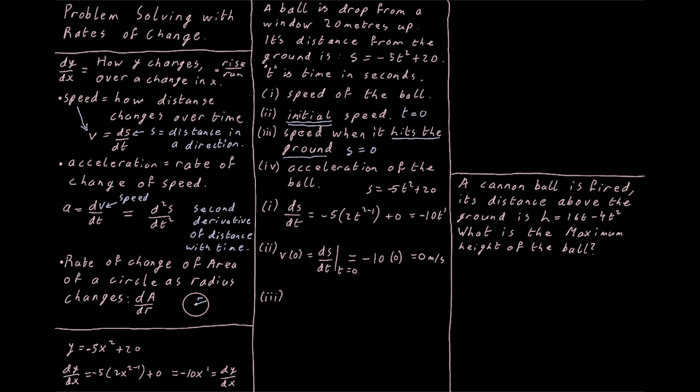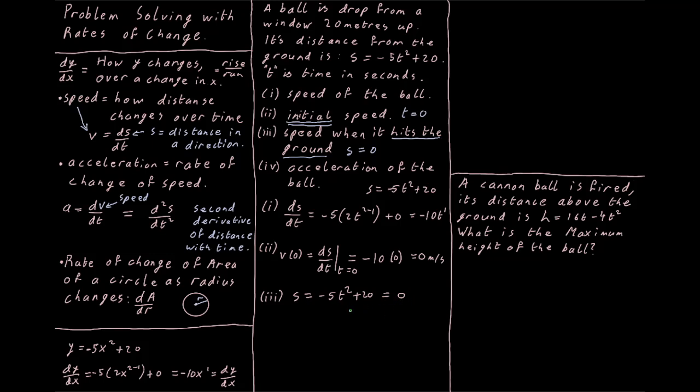So we want to know the speed, ds/dt, when s is 0. To do that, we need to know when that happens. So when does this ball hit the ground? When is s 0? Well, t is our when variable, it's our time. So I want to know when s is equal to 0. s is minus 5t squared plus 20, and I want to know what time that hits the ground at. When is s going to be 0?